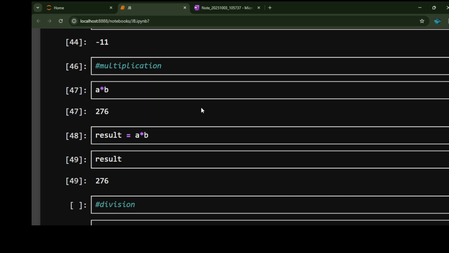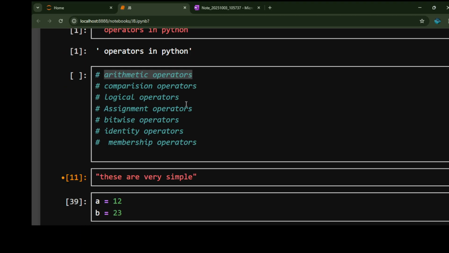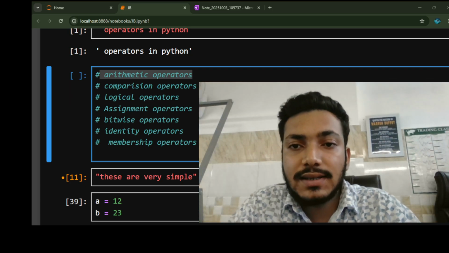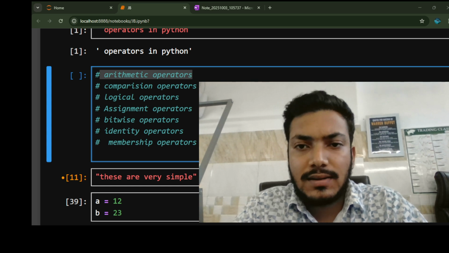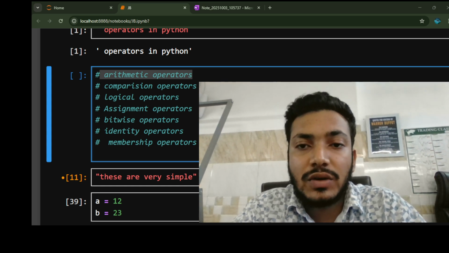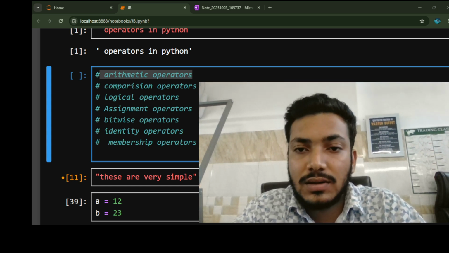These were the arithmetic operators in Python. We have completed this topic today. In next class, we will be discussing about comparison operators. Students, in next class, we will be discussing about comparison operators. This is homework for you to explore the concept. Thank you.